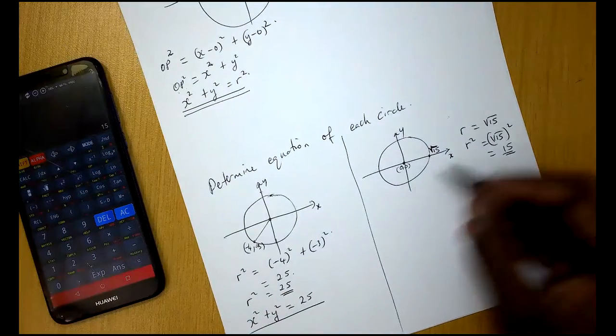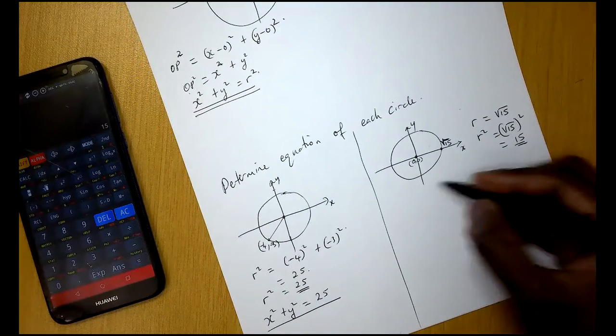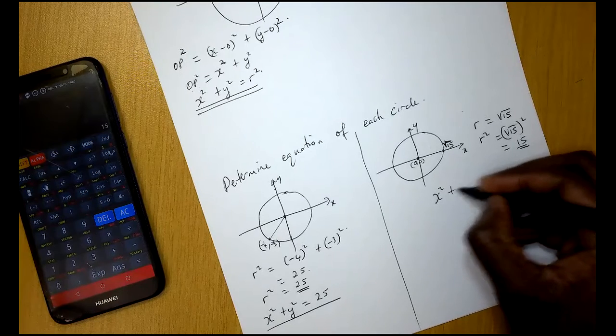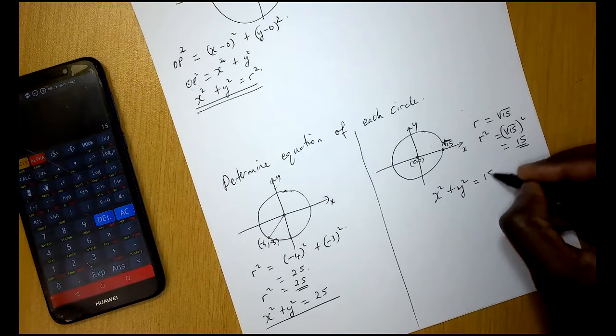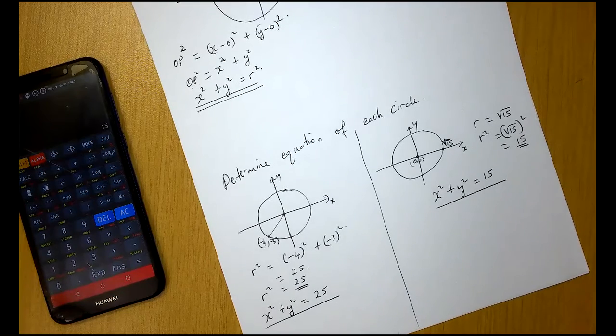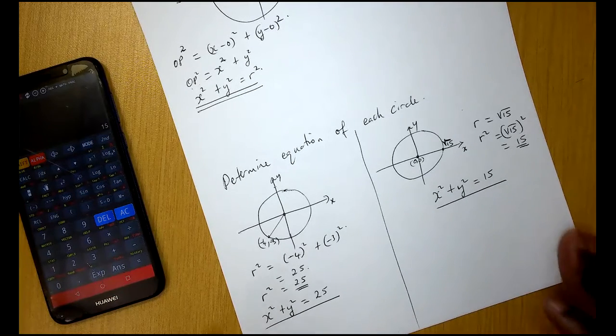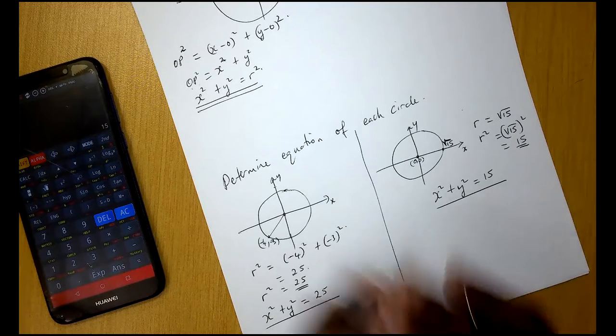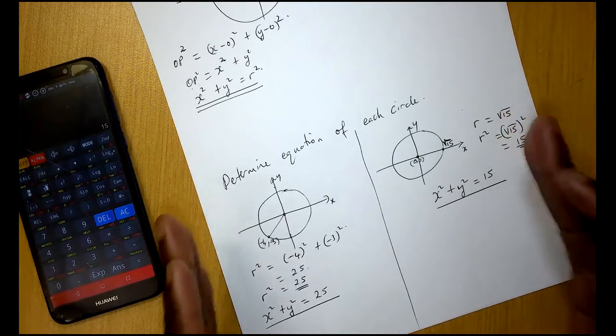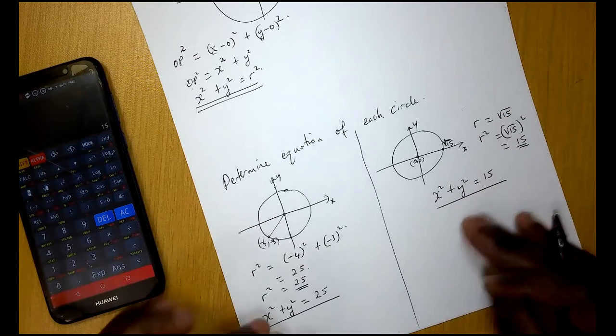So now when you're writing an equation of a circle, what do you do? x squared plus y squared is going to give us 15. That's our equation of the circle. As simple as that. You just need to calculate r. That's what you need to worry about. When you're dealing with a circle with the center at the origin, find r, then you're fine.